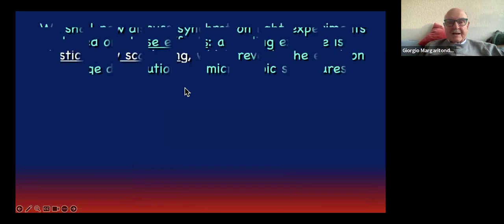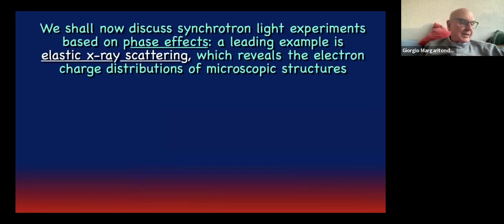So much about photon emission, and now we are almost at the end of this part of the presentation, because I would like to keep a few minutes for the bonus, that is the X-ray free electron lasers. We are going to talk briefly about the techniques that are based on phase effects, of which the main one is elastic X-ray scattering. Elastic means that there is no loss of energy, so there is no absorption.